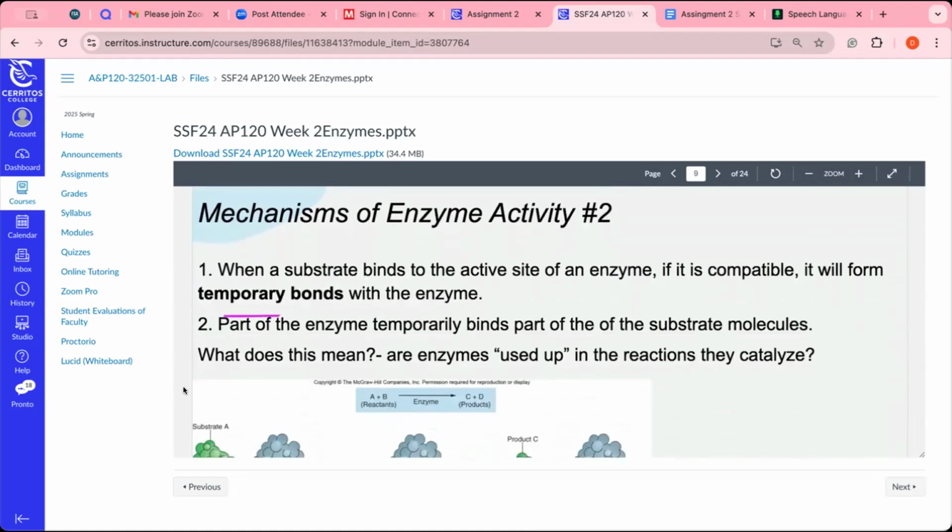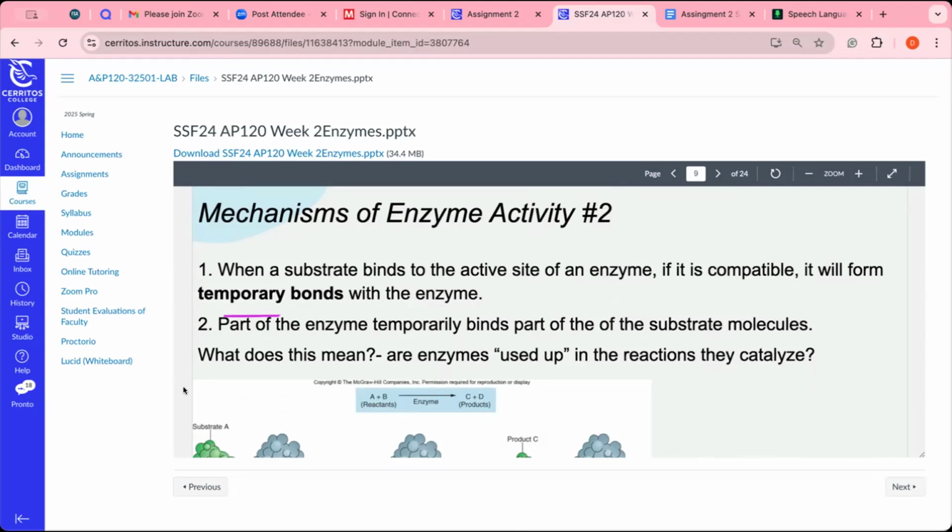Mechanisms of enzyme activity number 2. So the first one was morphology. This one is temporary bonds. When a substrate binds to the active site of an enzyme, if it is compatible, it will form temporary bonds with the enzyme. Part of the enzyme temporarily binds part of the substrate molecules.